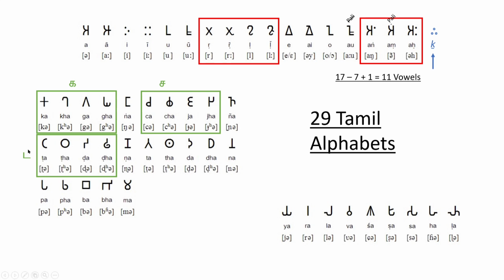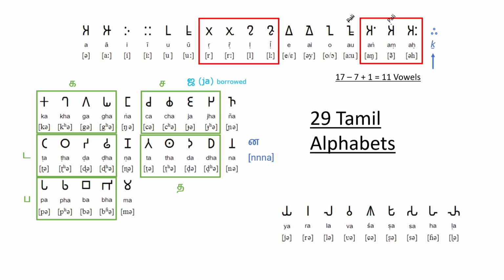So in the ta series, there is only one letter for all these 4 sounds. In the tha series also, there is only one symbol for all these 4 sounds. And in the pa series also, there is only one symbol for the pa, pha, ba, bha sounds. And it has this extra na sound that we found in the Malayalam script. And it has this Ja letter borrowed from the Grantha script.